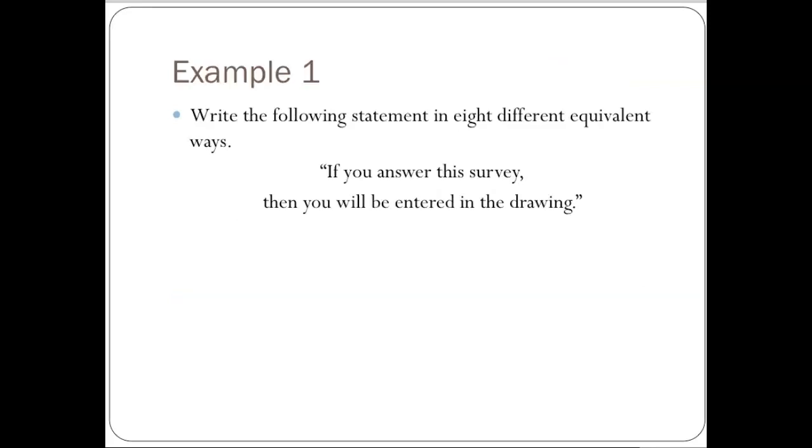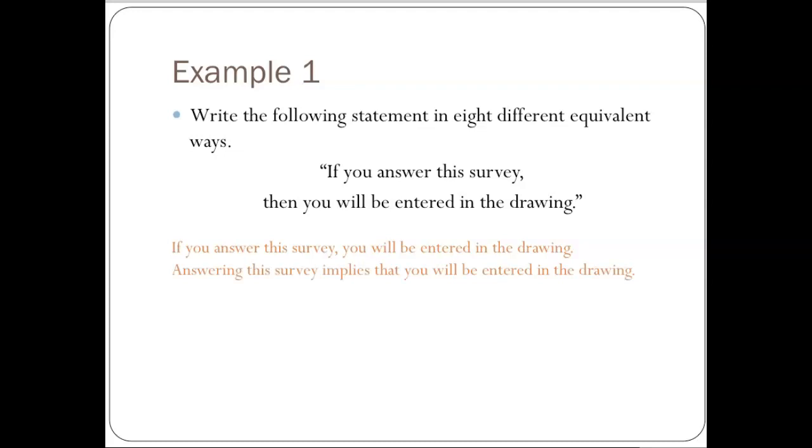So here's the statement. If you answer this survey, then you will be entered in the drawing. Okay, so the way that it's already written right now is if P, then Q, right? So you know which one is P, you know which one is Q. So now with all those different equivalent ways of writing it, we'll just go ahead and translate and write this conditional statement. So you can write it without the then. So if you answer this survey, you will be entered in the drawing. Okay, we can say P implies Q. So answering this survey implies that you will be entered in the drawing.